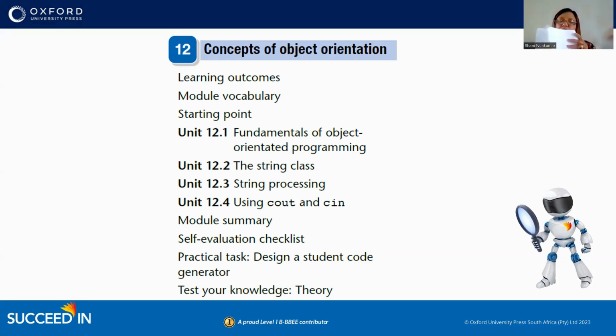Unit 12.4 is using the cout and the cin objects. And here we look at the header, which must then say hash include iostream. And then we look at the stream insertion and the extraction operators. The cout is for output and the cin is for input. And this brings us to the end of module 12. We will now be ready to look at assessment.